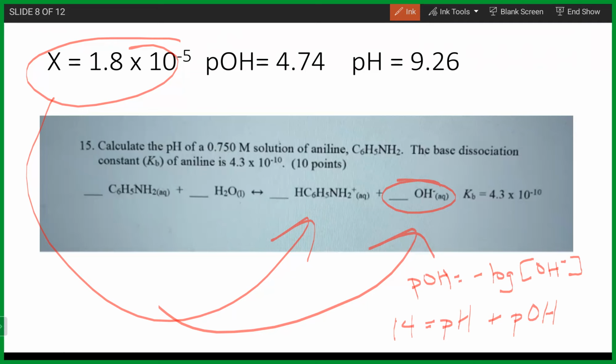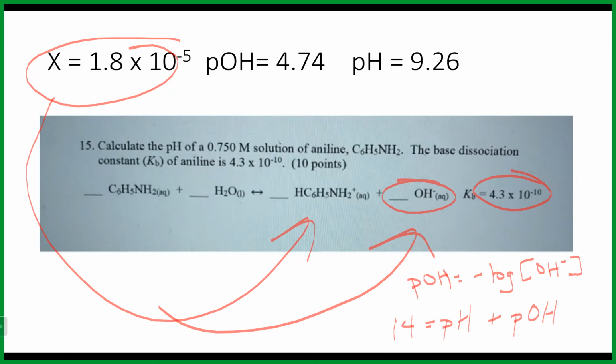And that answer, if we just think about it, makes sense. Just based on the Kb, we should have a number somewhere around 10, just because we've got 10 to the negative 10th as the exponent there. But also with the basic solution, that's what we're looking at here, the base dissociation constant, so we should have a pH greater than 7. So we can at least double check, make sure we're in the correct ballpark, and if that number makes sense based on what we're given in the question.